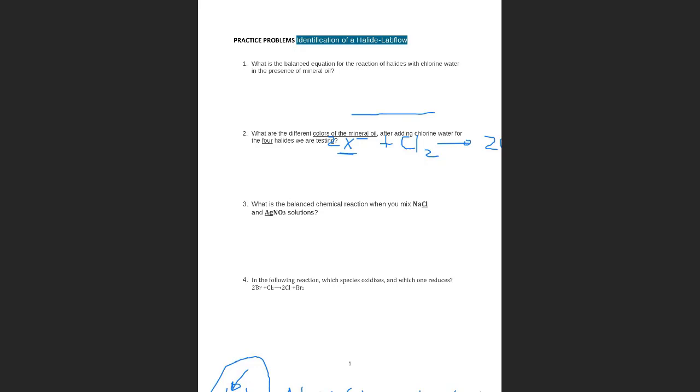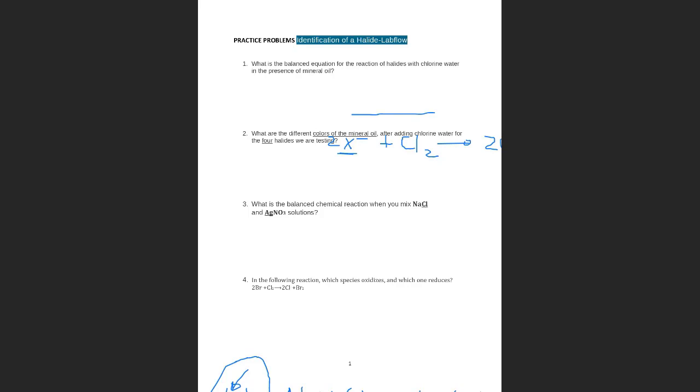And then we look at the bromide on the other side, on the product side. And what do we see? That the bromide is elemental, 0. Exactly. So it went from a lower number to a higher number. So what happened with the bromide? It was oxidized. Exactly. The bromide oxidizes.